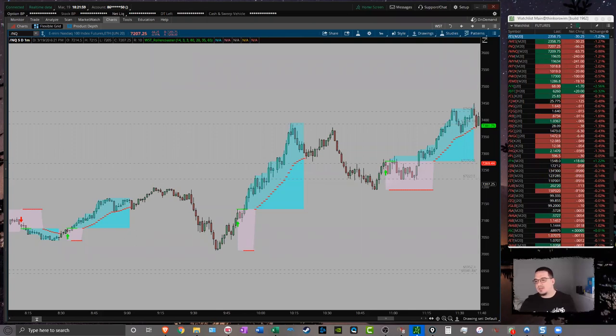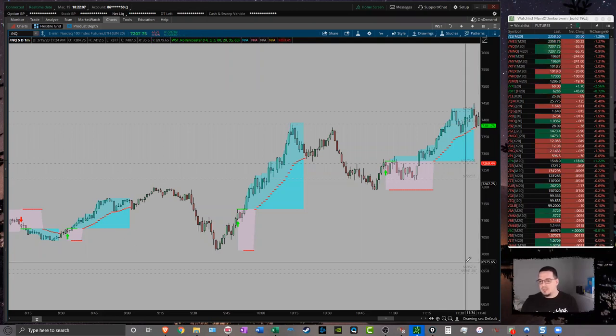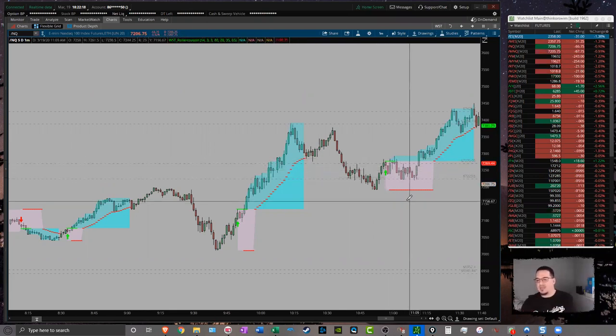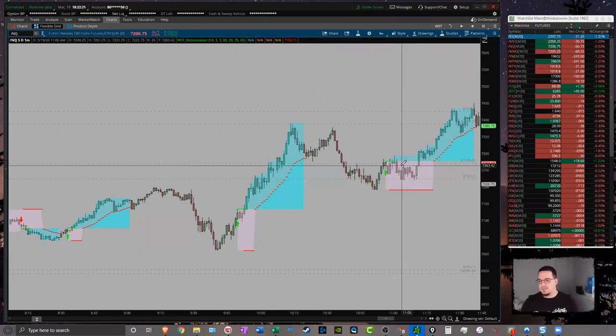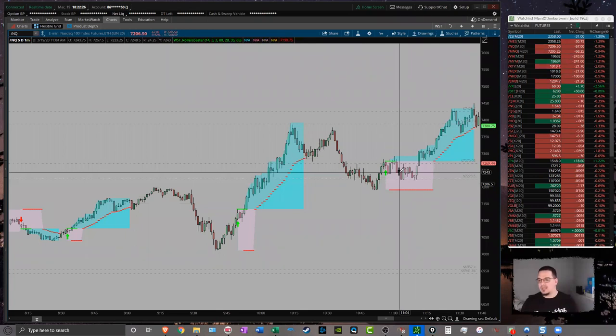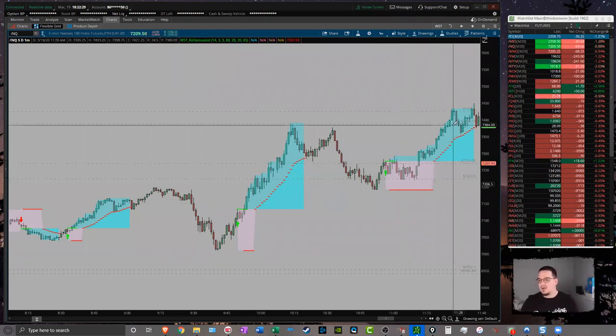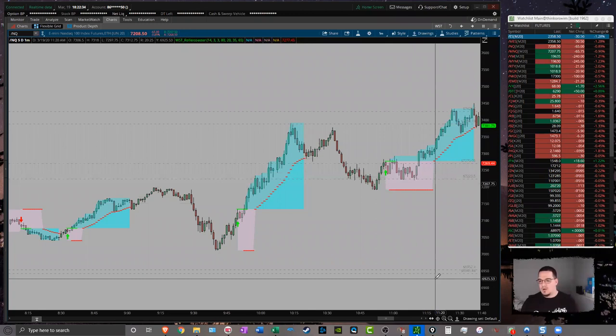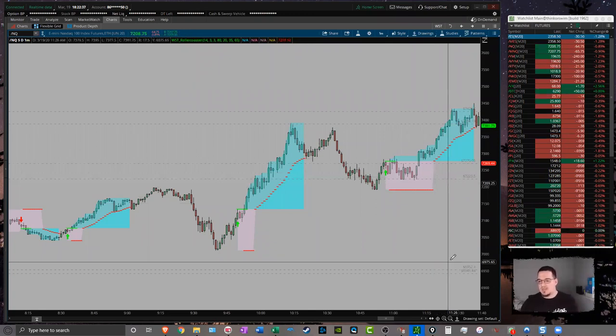That's a great question, Trevor. Other than the roller coaster, what potential could we have? Okay, we want to enter around here. Let's say we don't have the roller coaster. What other way could we look at this and say to ourselves, we can potentially go back up to that 73.88 area? Well, at that point, it's just technical analysis, right?